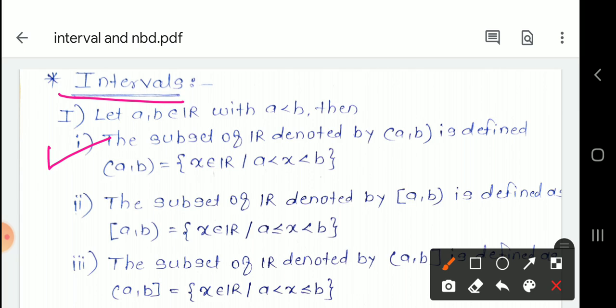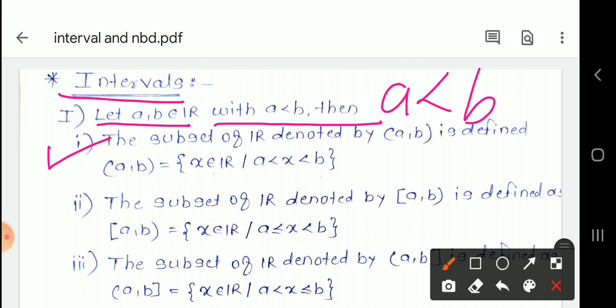First point: let A, B belong to R with A less than B. That means A and B both are real numbers and, without loss of generality, A is less than B. The subset of R denoted by (A, B) is called the open interval AB, and it is defined as the set which contains the elements X which are real numbers, that means X belongs to R such that A is less than X is less than B. That means the set AB contains all the elements between A and B.